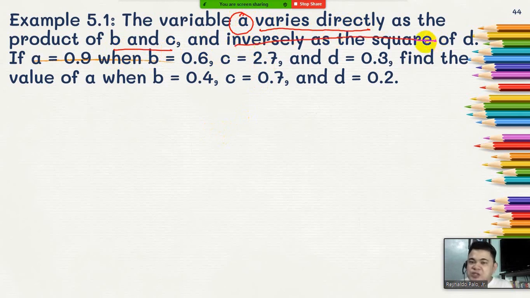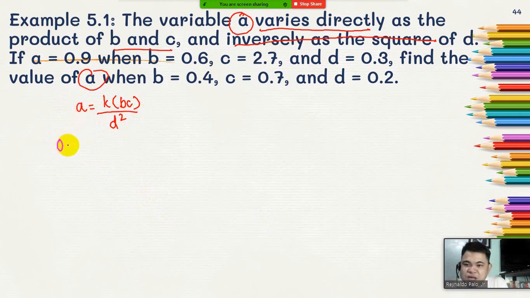And a varies as the product of b and c, and inversely as the square of d. So how are we going to write our main equation? This will be now a is equal to k times the product of b and c over the square of d, which is d squared. This is now the main equation, and this will be the basis in solving for the unknown value, which is the second value of a. Next, let's form the first equation.